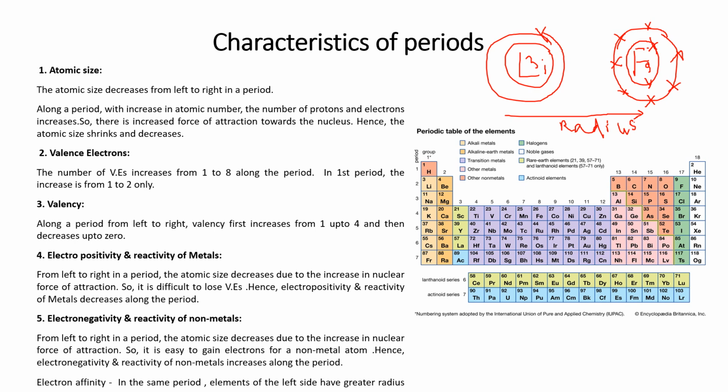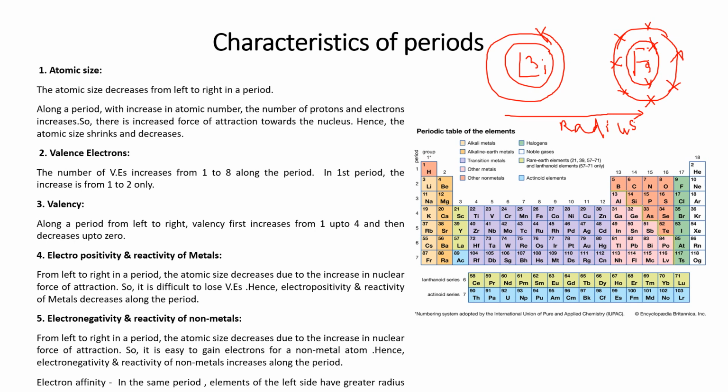Valency. Along a period from left to right, valency first increases from 1 up to 4 and then decreases down to 0. Lithium's valency is 1, beryllium 2, boron 3, carbon 4, but nitrogen's valency is 3, oxygen 2, fluorine 1, and neon 0.